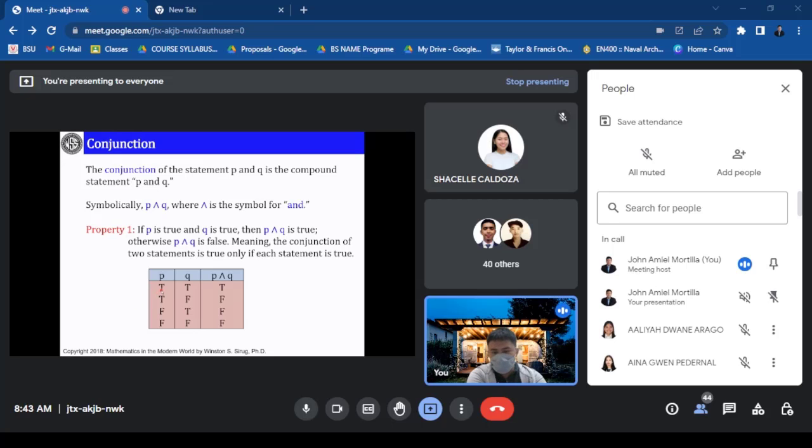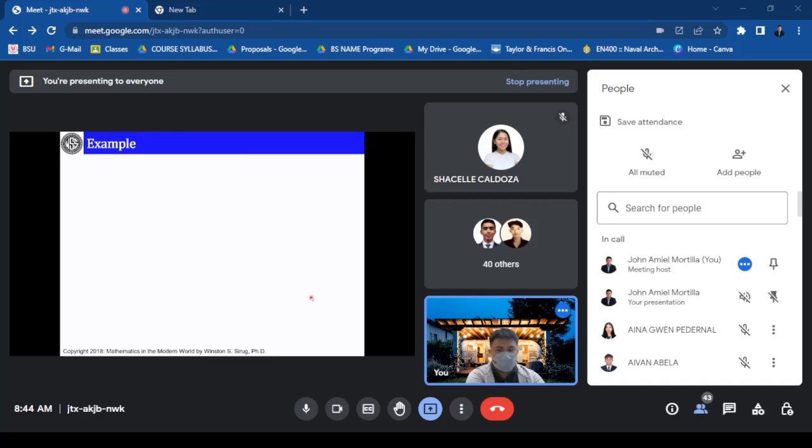So meaning, kapag ang ating unang statement and pangalawang statement is true, so P and Q is true. So if P is true but Q is false, our P and Q statement is false. So if P is false and Q is true, so our compound statement P and Q is false. So if both are false, our P and Q statement is false. Okay, so this is the conjunction, the P and Q.